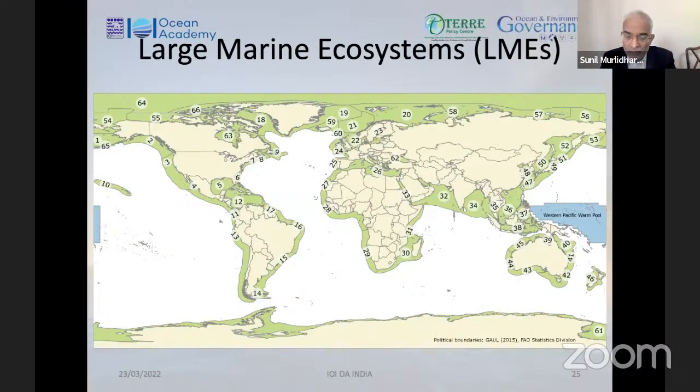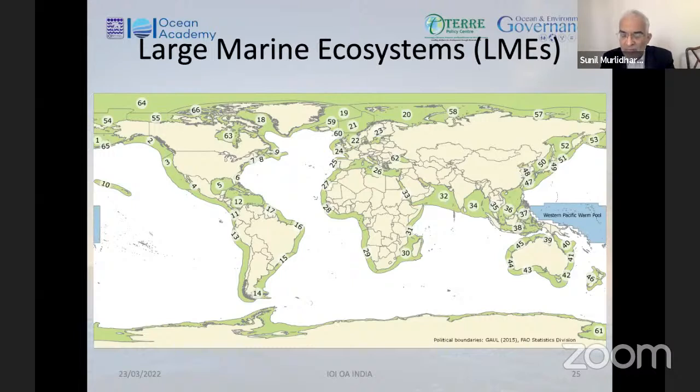So in the national jurisdiction, you have the exclusive economic zone and the continental shelf. In the areas beyond national jurisdiction, you have the high seas in the water column, and on the seabed, you call it the international seabed area, which is controlled by a United Nations body called the International Seabed Authority, based in Kingston, Jamaica.